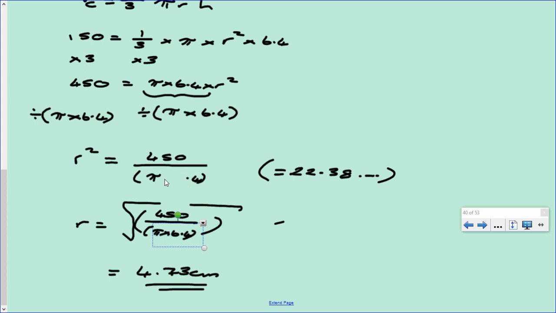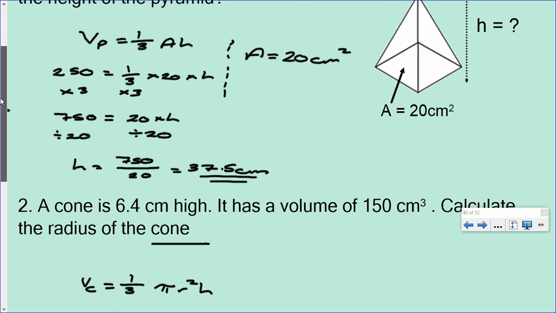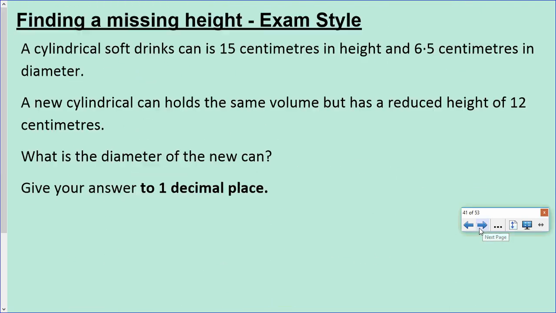And then we've got, take the square root, and then that's our final answer there. So it's 4.73. They haven't specified in the question in either one for significant figures, so we just leave it there. And then this last one, it says exam style.